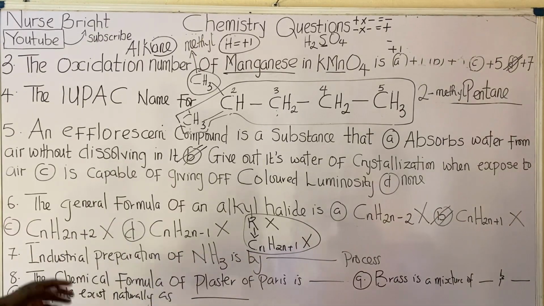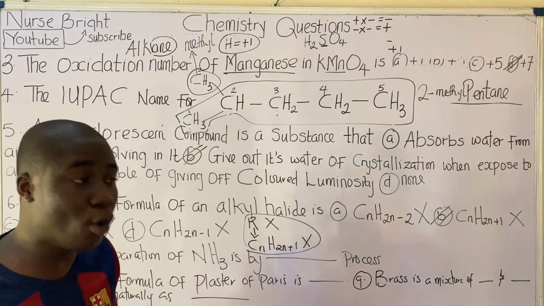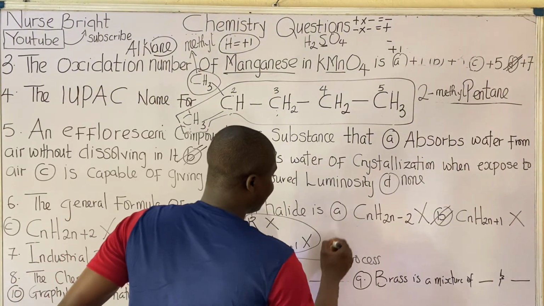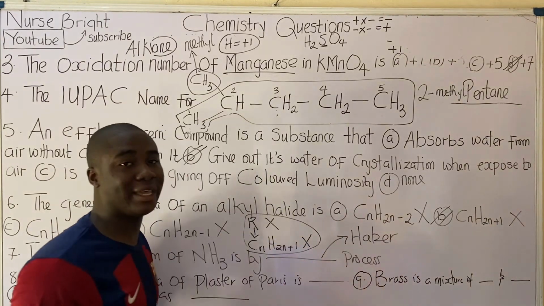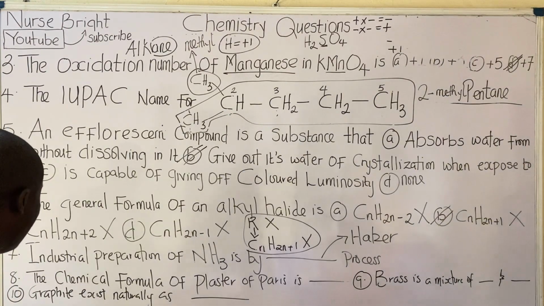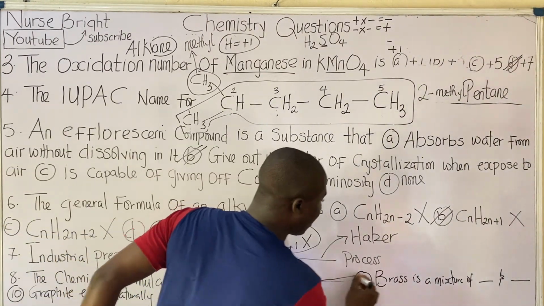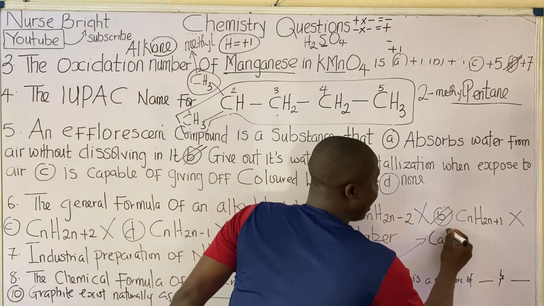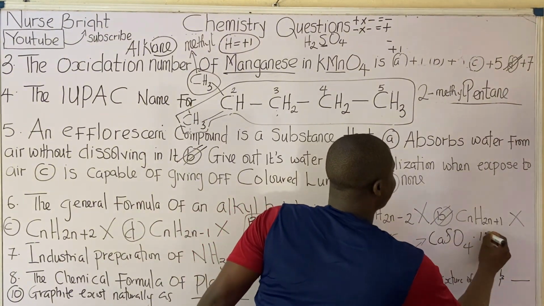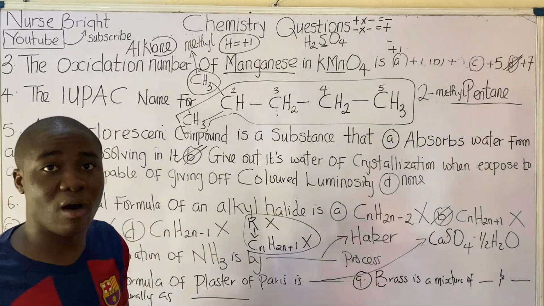So moving further, question number 7 says, industrial preparation of NH3. NH3 is ammonia. Is by what process? The answer is Haber process. This is the process used to form ammonia. Question number 8 says, the chemical formula of plaster of Paris is what? Plaster of Paris has this chemical formula, CaSO4.H2O.